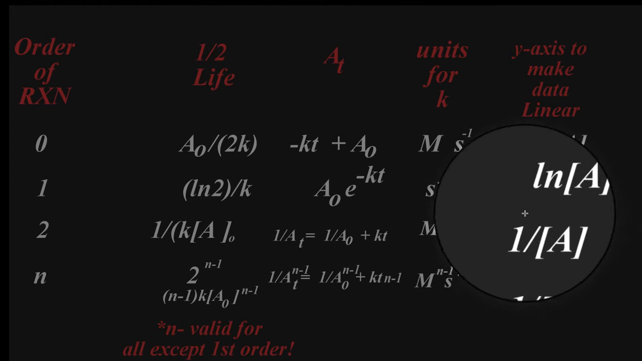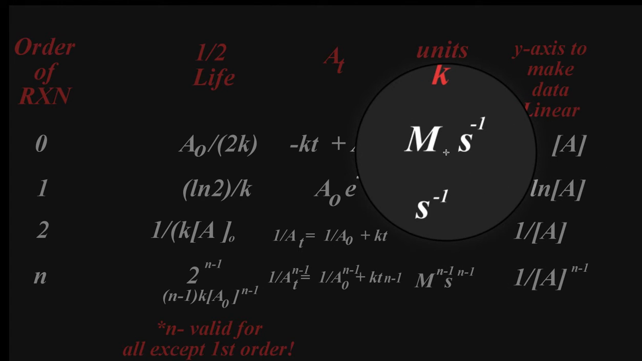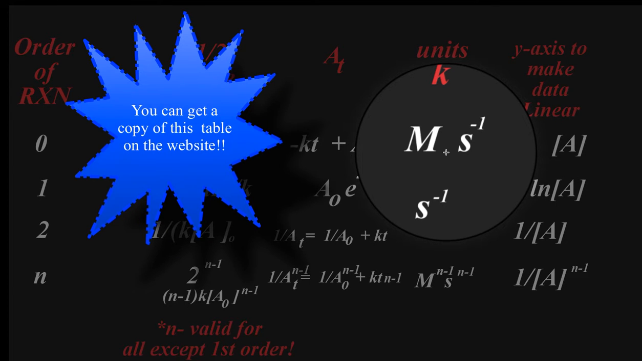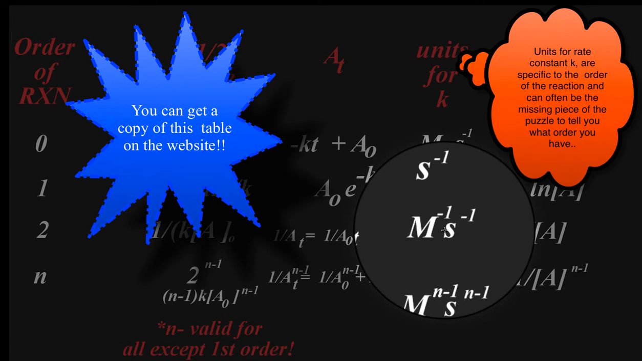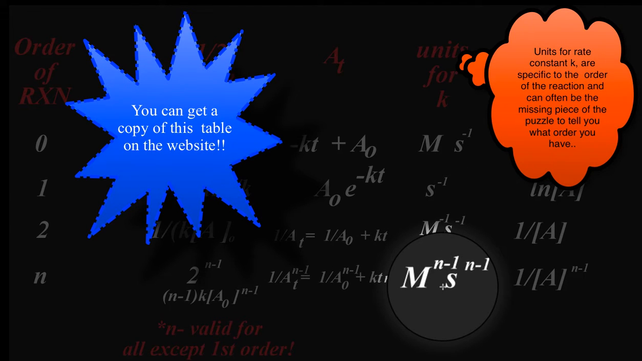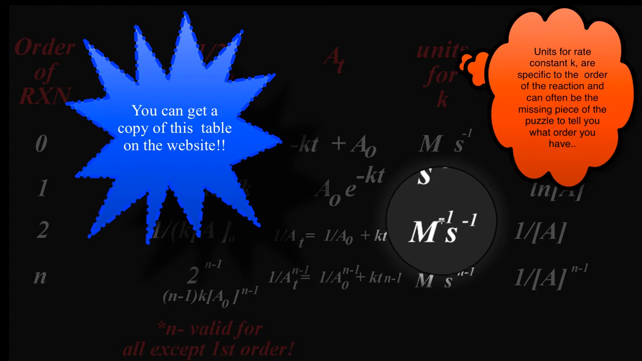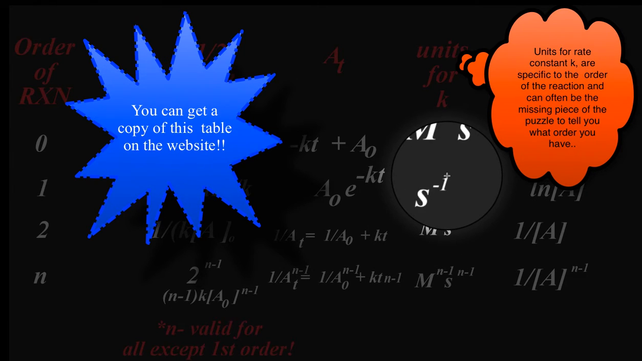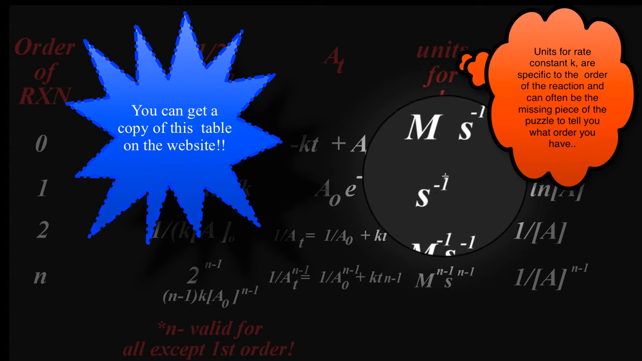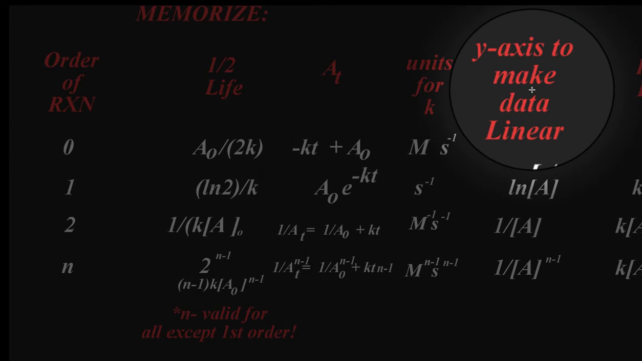Okay? Again, memorize these units. Memorize the units for the 0 order rate constant versus first order versus second order. So if you're given a rate constant and its units, be able to recognize that it's first order because it's seconds inverse.